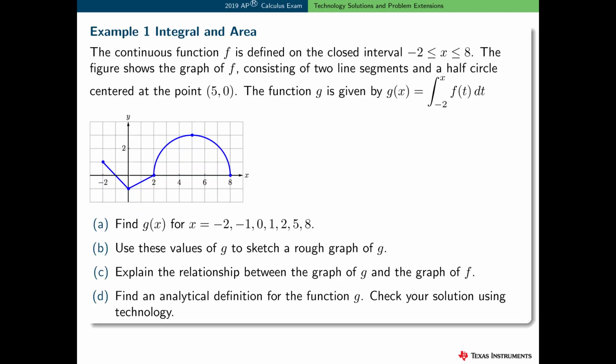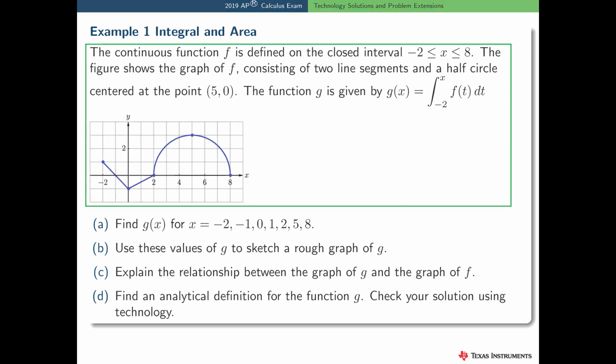Here's an example related to the free response question. The continuous function f, similar to the one given in the FRQ, is defined on the closed interval from -2 to 8. The graph of f is given in the figure and consists of two line segments and a half circle centered at (5, 0). The function g is defined similarly as the definite integral from -2 to x of f of t dt.